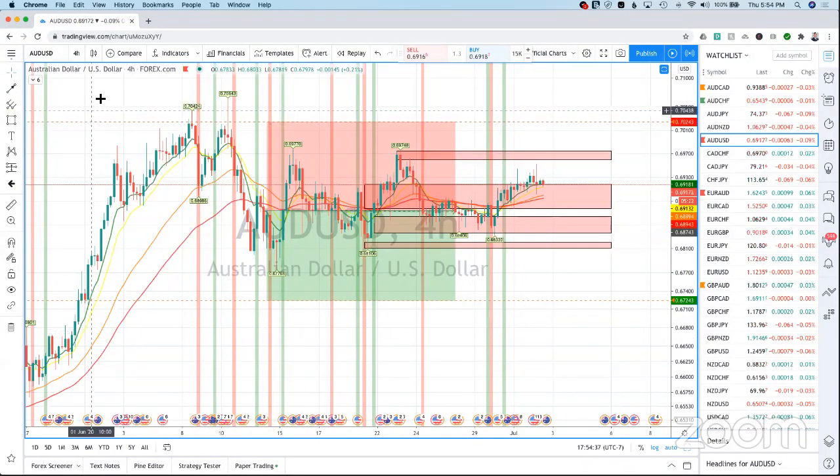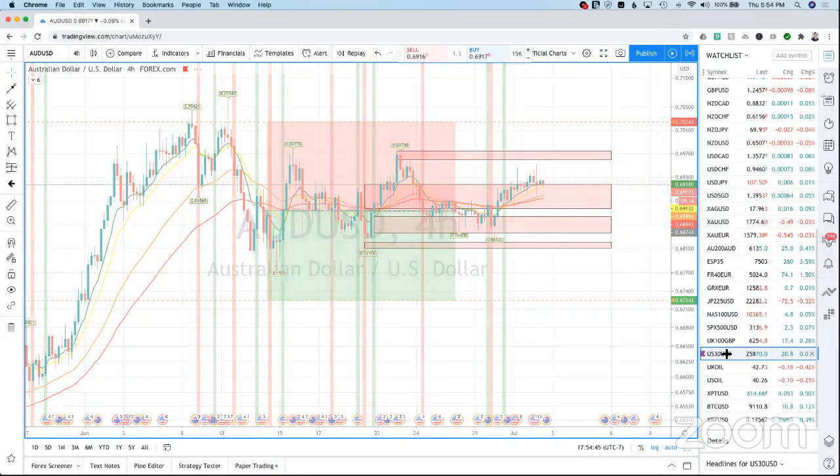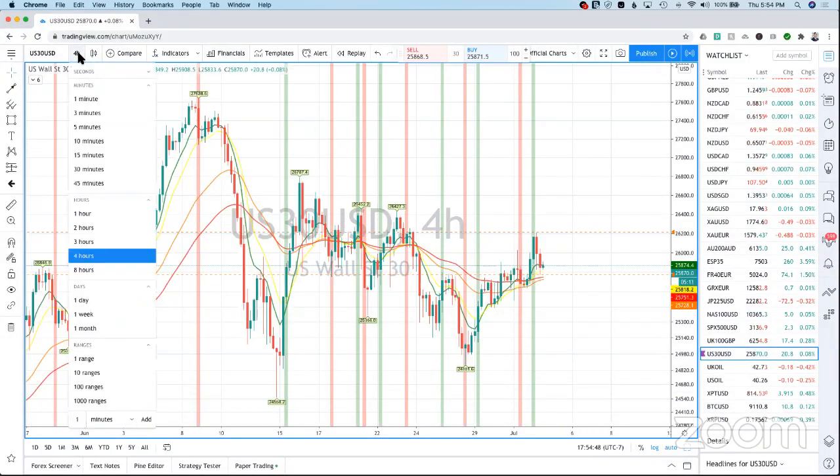Yeah, in that situation, you can use either the 5-minute or the 15-minute, depending on how accurate you want the trades to be. Like I mentioned earlier, we could go to the 5-minute.